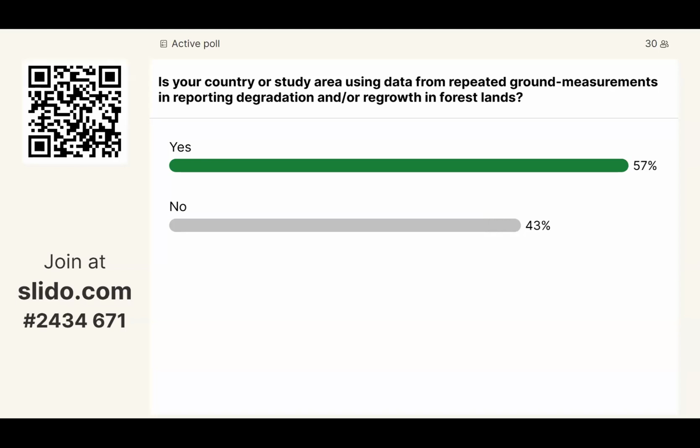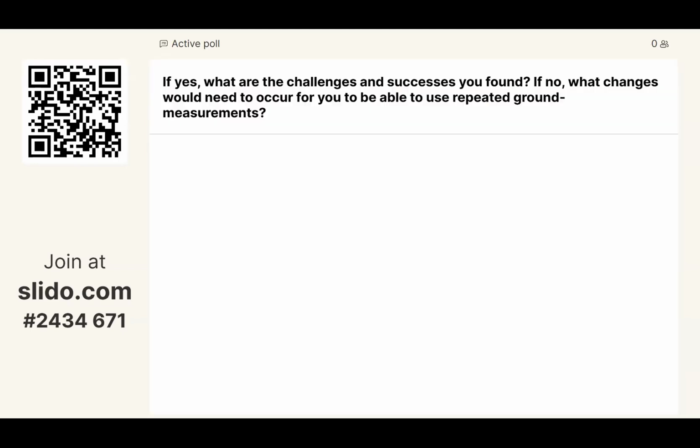Okay, I think we're slowing down, so maybe we'll go on to the next question. If you are using those repeated measurements, what challenges and successes have you found? And if you are not, what change would need to happen? What would need to occur for you to be able to use those repeated measurements? This is open-ended, but maybe you can say yes or no so that we know which part you're responding to.